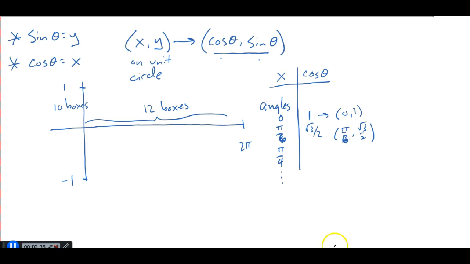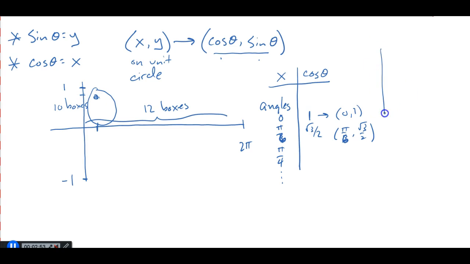When it comes time to plot this, you're going to have to figure out how do I find pi over 6 on that grid? Where do I plot square root of 3 over 2 on the y-axis? So where would that show up around here? Where is that going to land? And you'll plot that point.